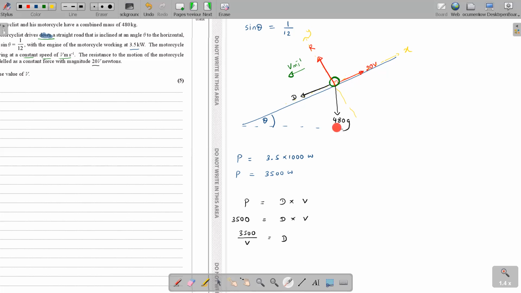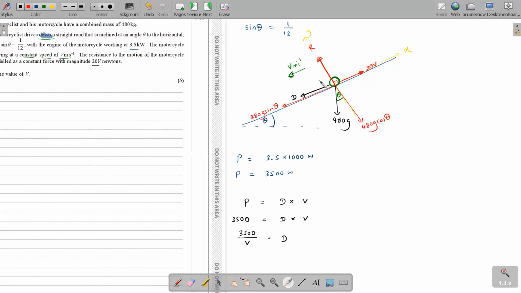However, your weight, the 480G, is not in any of those directions. So 480G must be resolved. So you get 480G cos theta perpendicular to the plane, and the weight component parallel to the plane is 480G sin theta. So that's it.